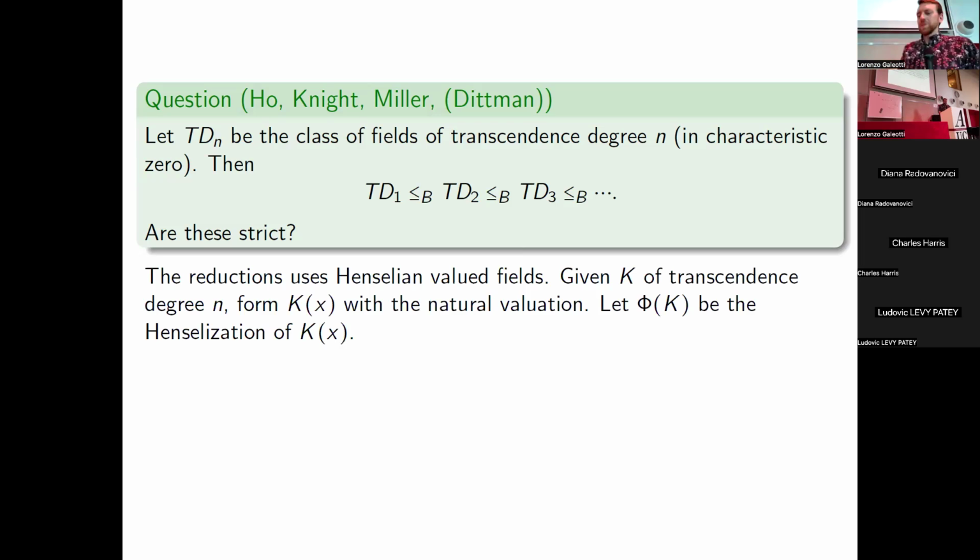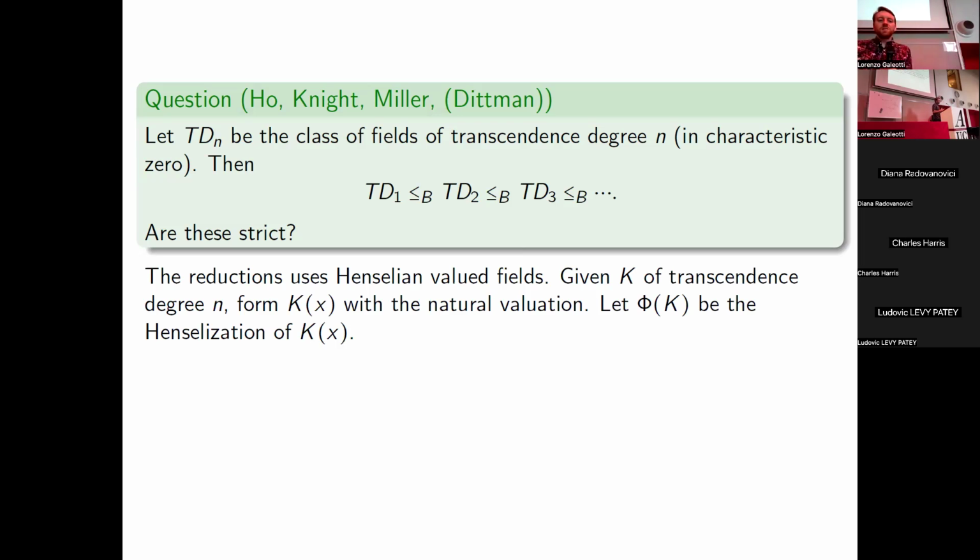For the reductions, in this case, it's actually a lot more complicated. And I guess this is where they were talking to Philip Dittman. So the reduction uses valuation theory and Henselian valued fields. Basically, what you do is, given the field K, you form K(X). It's got a valuation on it, given by the natural valuation of degree.